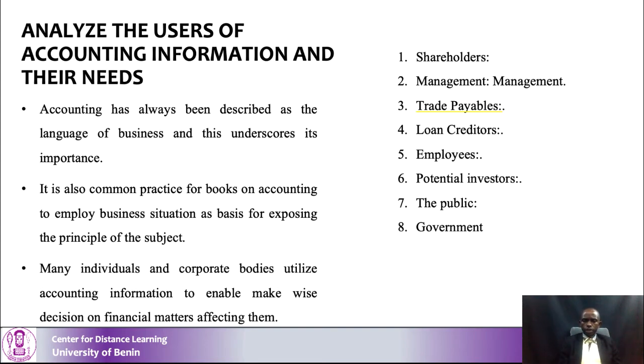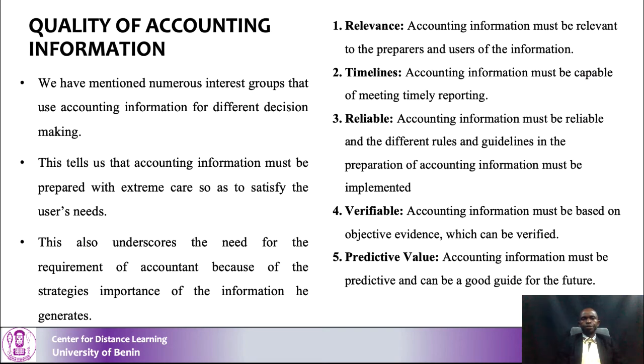Potential investors as well. These are people who would love to become members of such a business organization, and as such, they want to know whether the business is making profit so that they can be part of the business. The public also will want to have access to accounting information so as to negotiate welfare services such as infrastructure. The same thing with government. Government wants to know whether a business is doing well or not so that they can know the amount of tax the business can pay.